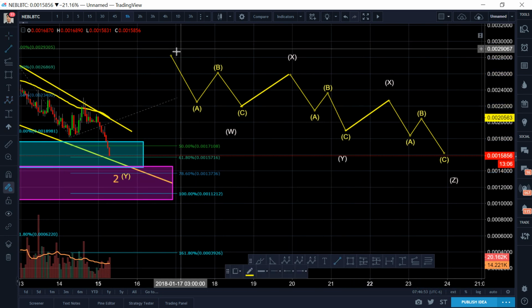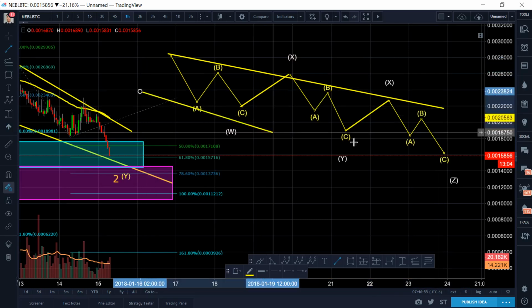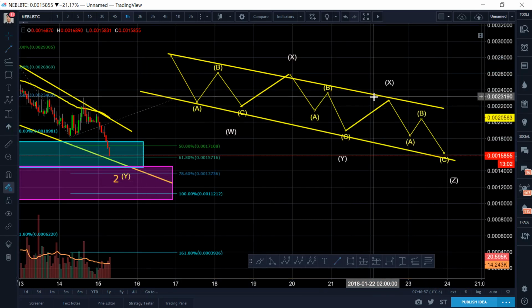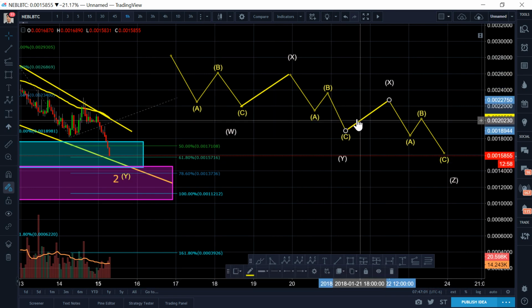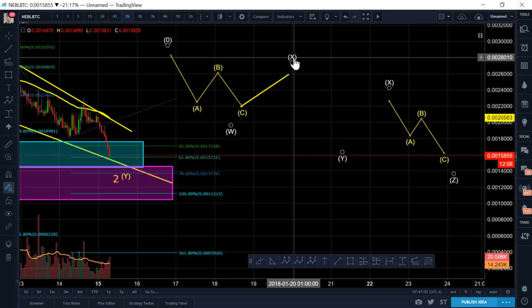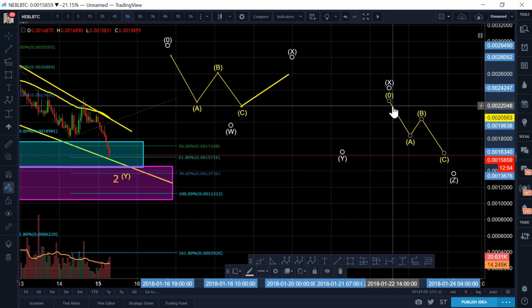And these can come in so many different varieties as well for shapes. They can come in channels, they can come in expanded flats, they can come in flags, right? So I'm going to show you guys where we are in the process right now.